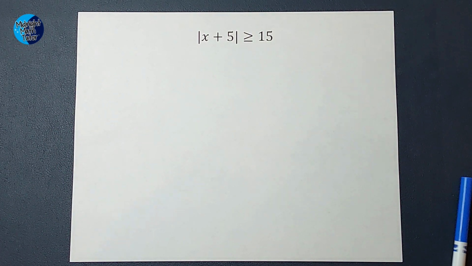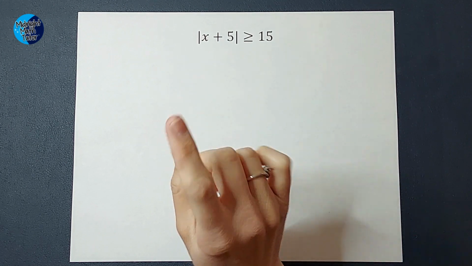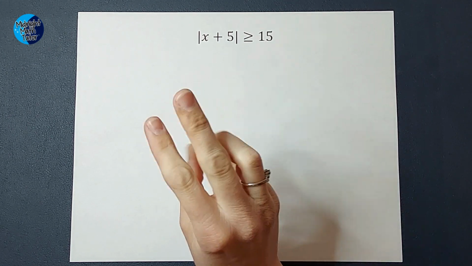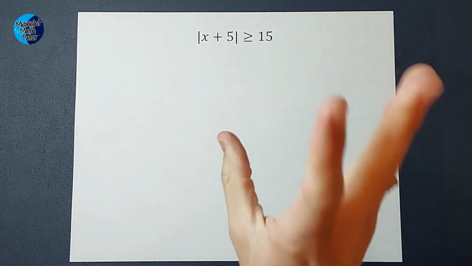Hey guys, we are looking at an absolute value inequality, okay? When you're solving problems like this, there are four types of answers you might get: an and inequality, an or inequality, all real numbers, or no solution. Obviously, I'm just doing one problem here, so you'll see one.